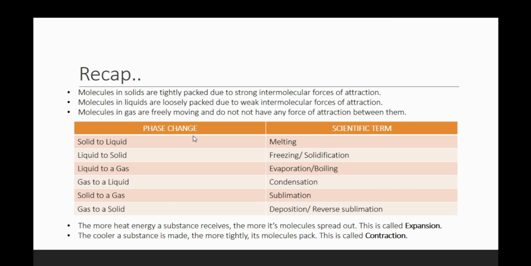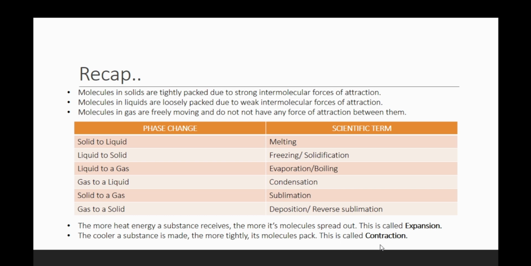Remember the phase changes? The phase change from solid to liquid is called melting. From liquid to solid is known as freezing or solidification. From liquid to a gas is known as evaporation or boiling. From gas to a liquid is known as condensation. From solid to a gas is known as sublimation. And from a gas to a solid is known as deposition or reverse sublimation.